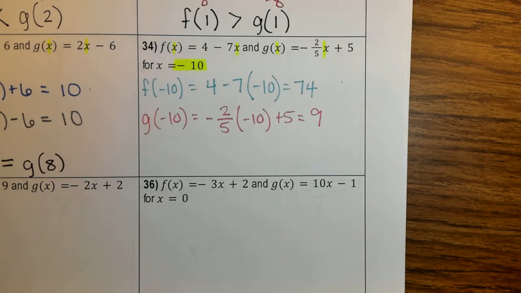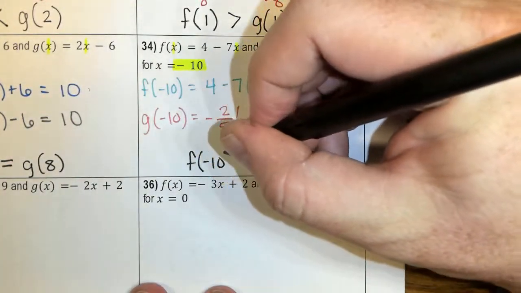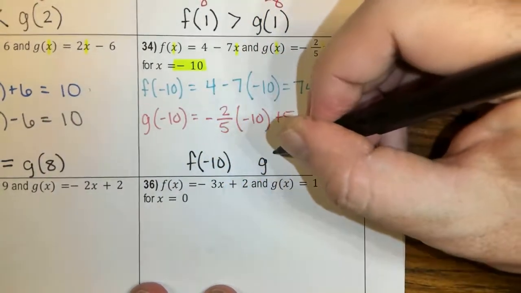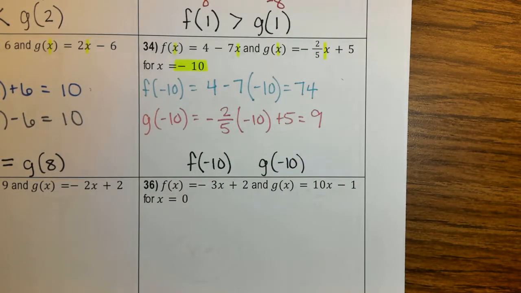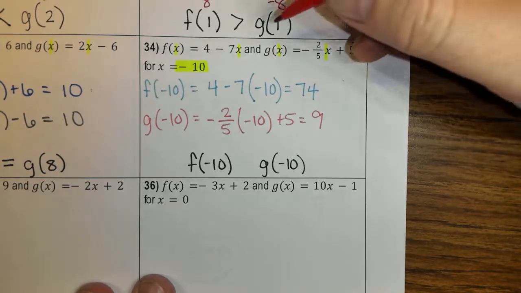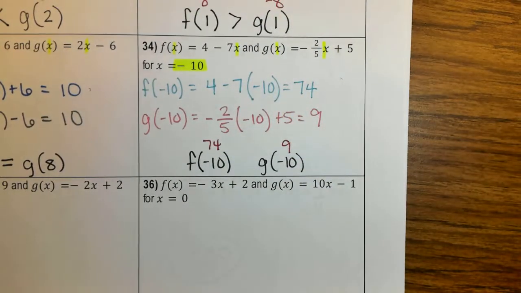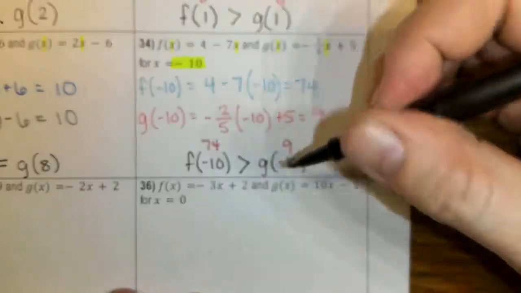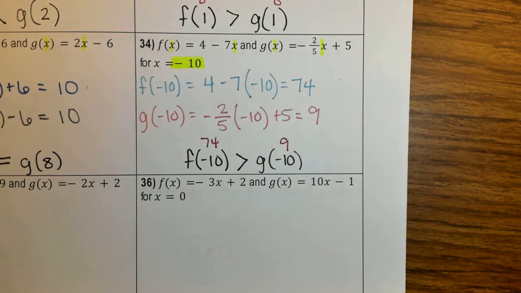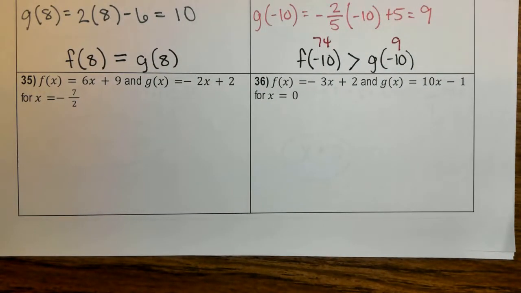Okay, so let me compare. Now we compare these. So I have f of -10 space g of -10. And my answers I'm going to write above. So f was 74, g was 9. This one should be kind of easy to compare because 74 is definitely greater than 9 by a lot. And so that is my final answer for 34. All right, moving on. 2 more.